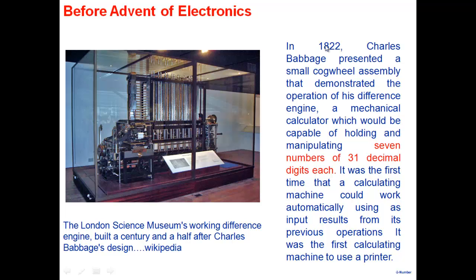So before the 20th century, if you had to do any computation, any calculation, electronics was not there, and you had to do it by mechanical means. So a set of wheels and levers and all that were used to carry out computation. And if you want, you can read more about it. You can see this particular big machine that you see here was used to add 7 numbers of 31 decimal digits.